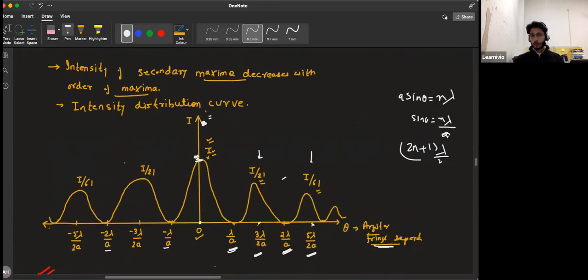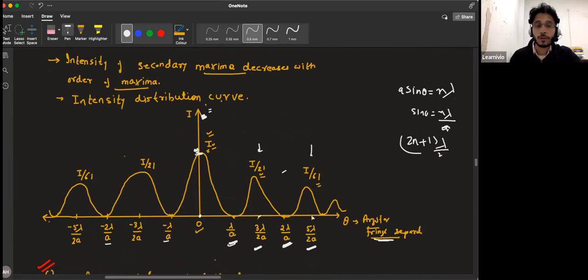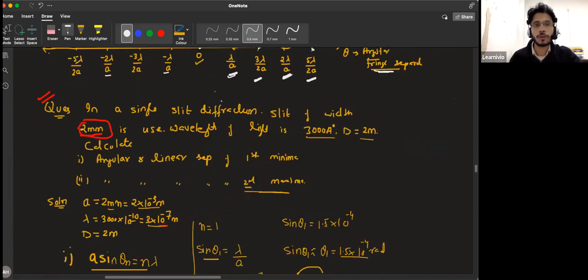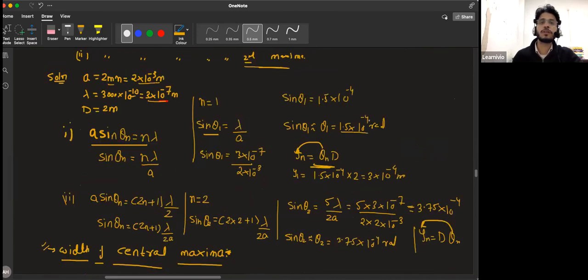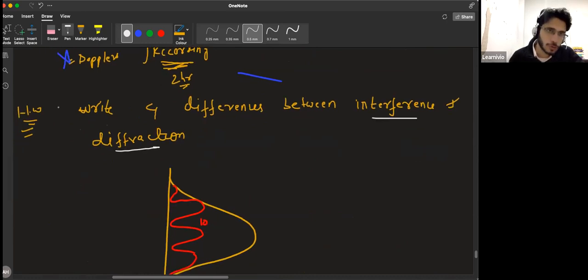Okay, so we'll stop. There's one homework question. The homework question is: write four differences between interference and diffraction. Note down this question. If the paper is very easy, you can be asked differences between interference and diffraction. Four differences between interference and diffraction.